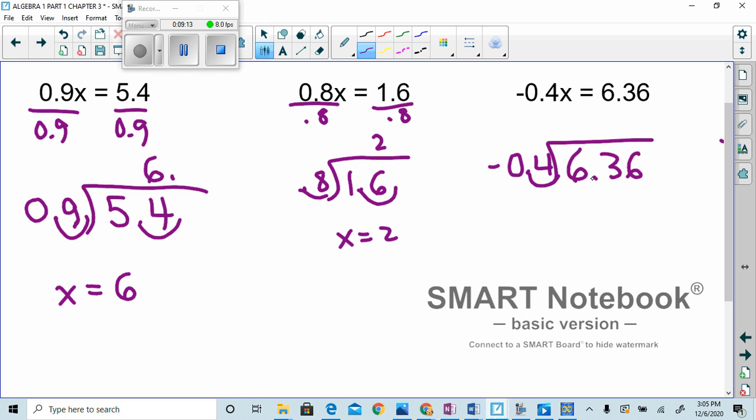Move that decimal over once, up in the quotient. Now I know that the signs are unlike, so my answer is going to be negative on this one. Let's divide, subtract and bring down. That's 20. Subtract and bring down, and 9. X is going to be equal to a negative 15 and 9 tenths.